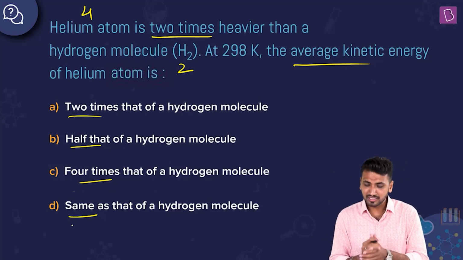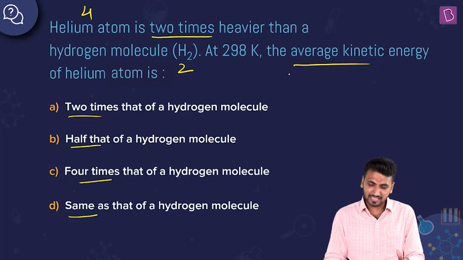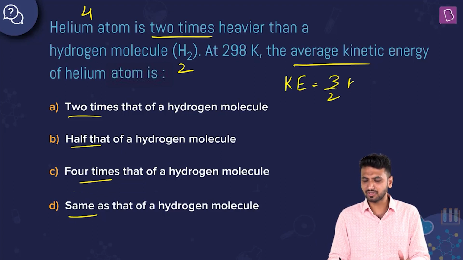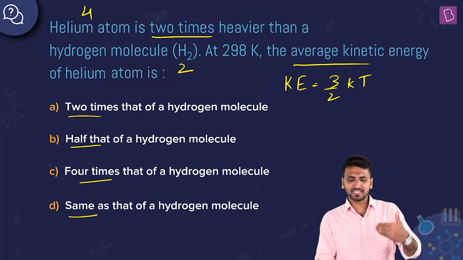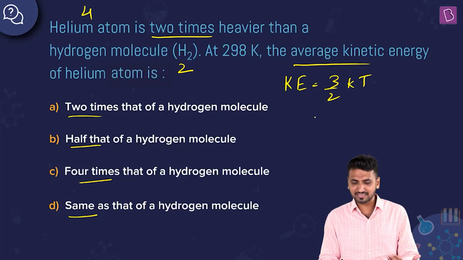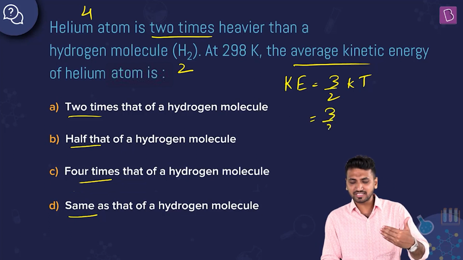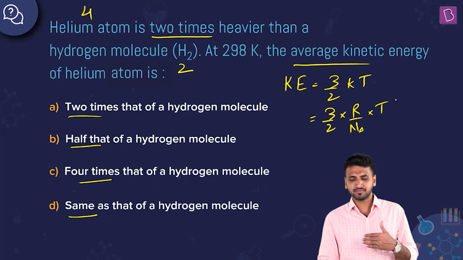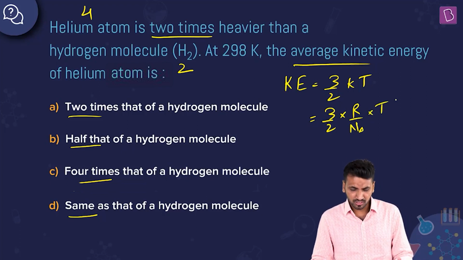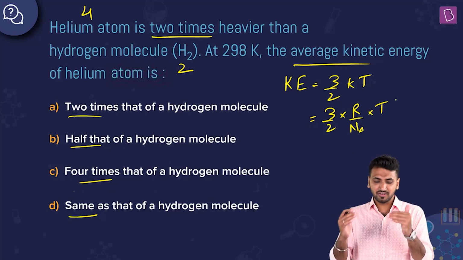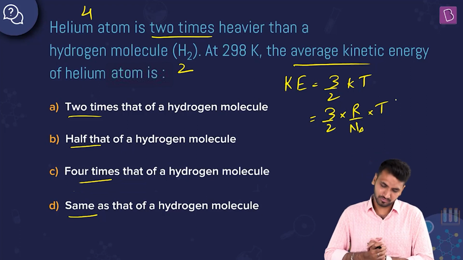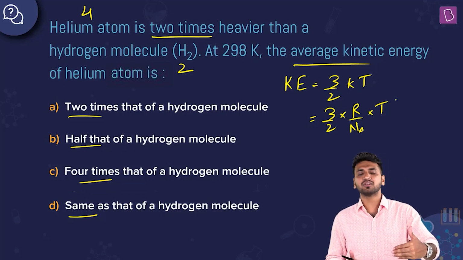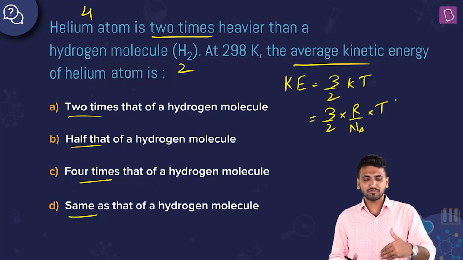I hope you remember that average kinetic energy can be calculated by the formula 3/2 kT, right? Where k is the Boltzmann constant, which can also be written as the gas constant R divided by Avogadro's number N_A, into T, right? So these are the formulas we generally use for the average kinetic energy of a molecule or an atom.